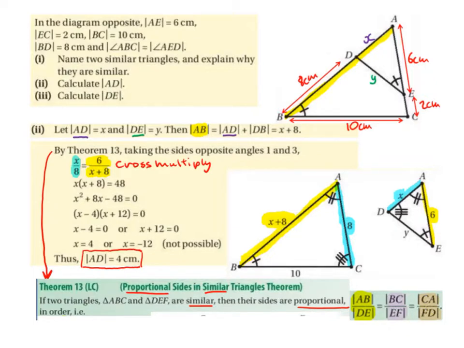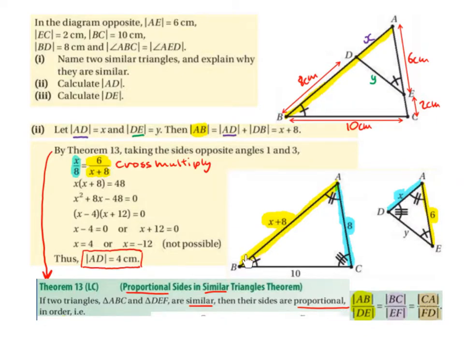We know that the distance from A to E is 6. That was given in the question. We know that the distance from A to C is 8, because 6 plus 2 is 8. We've labelled AD as X, and now we're going to call AB X plus 8. So by theorem 13, we're going to take sides opposite angles 1 and 3, and we're going to cross multiply.